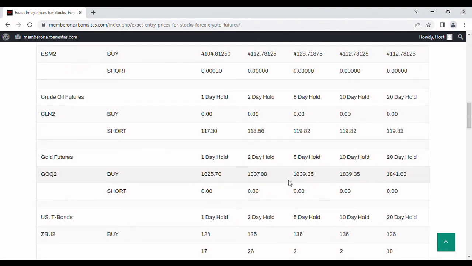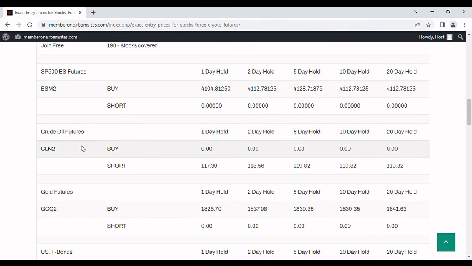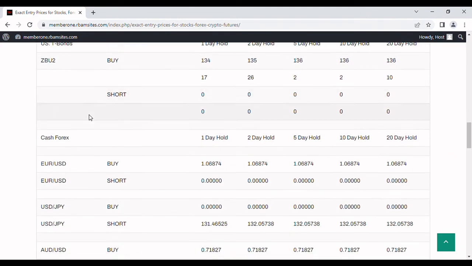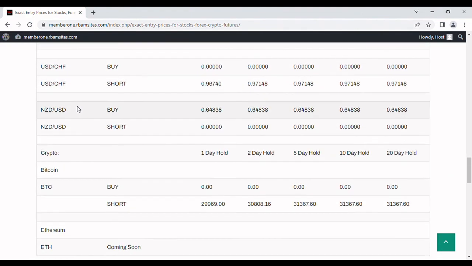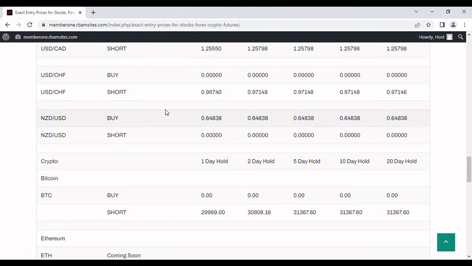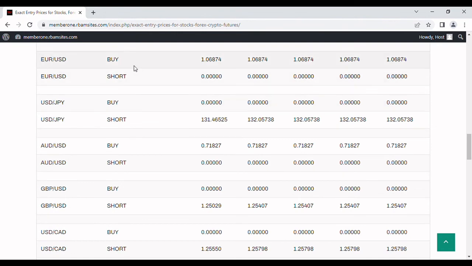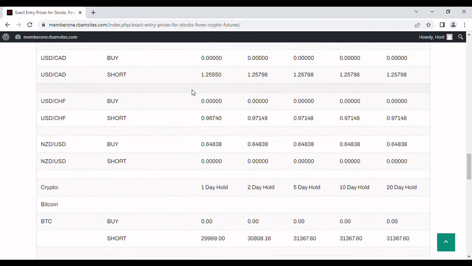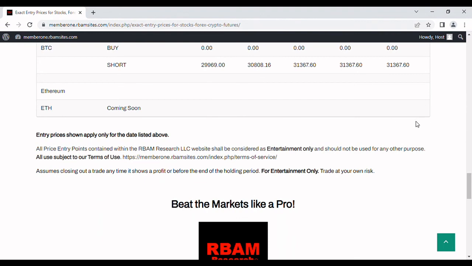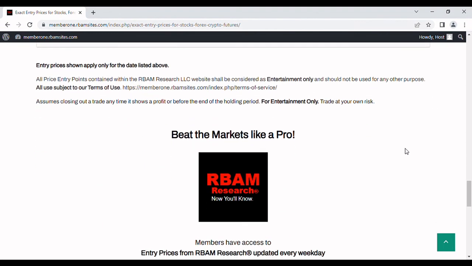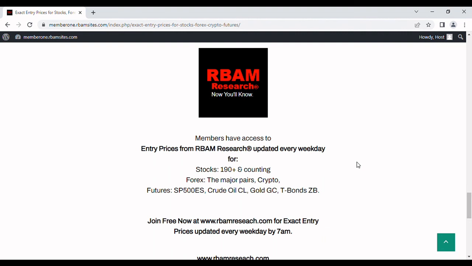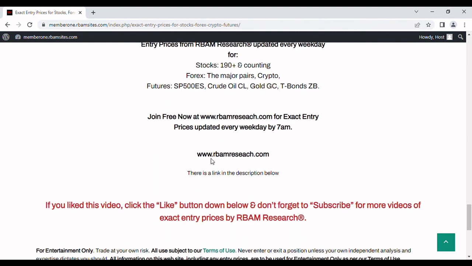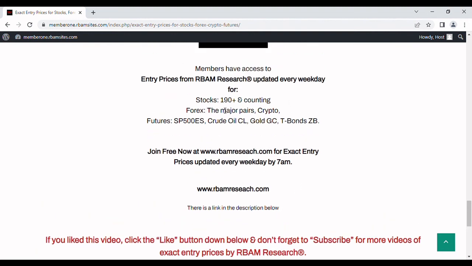We cover 194 stocks. We cover the major futures contracts. We cover the major currency contracts, and we also cover Bitcoin. Everything except for stocks, we have long and shorts, and stocks are longs only. Everything's published 7 a.m. Monday morning through Friday morning, 7 a.m. They're all free, absolutely no cost, no credit card required, and you can get them all at rbamresearch.com. You just register. There's a link in the description below. Again, the stocks, major forex pairs, and the major crypto, and the major futures contracts.